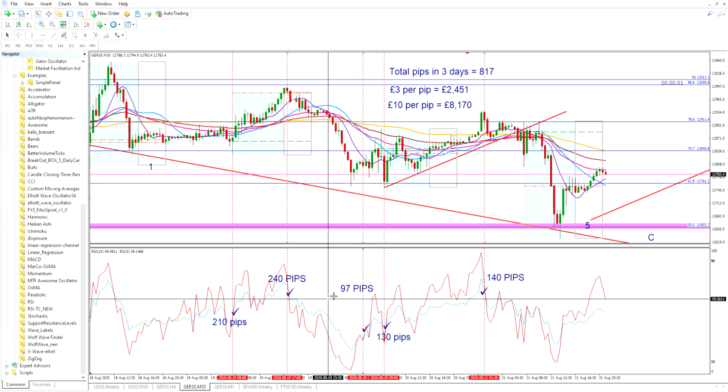RSI is very popular. People don't actually know how to use it. You always see people saying again, overbought, oversold. Whereas this is a proven strategy. Look for the crossover. You will make money on it.